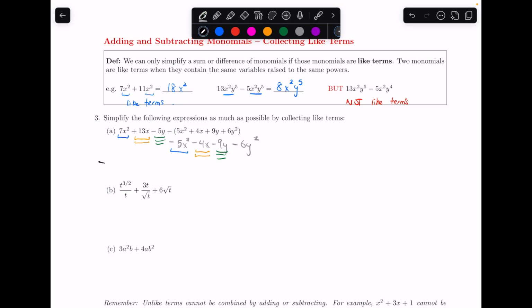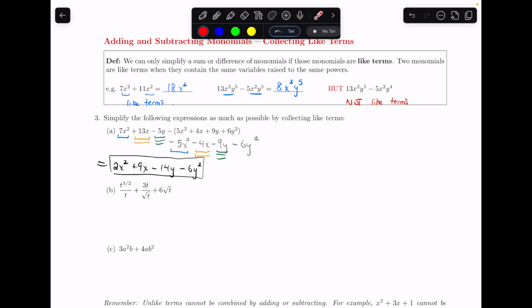Okay, so I can combine these x squared ones. 7 minus 5 is 2, 2x squared, and then 13x minus 4x becomes plus 9x. Minus 5y minus 9y will be negative 14y. And then the minus 6y squared, there's nothing else that it can combine with. So I get this.